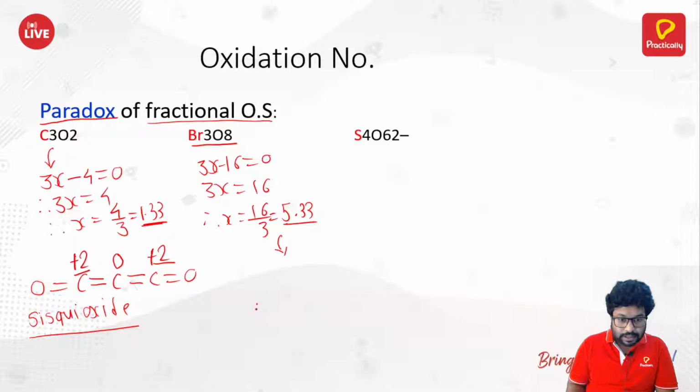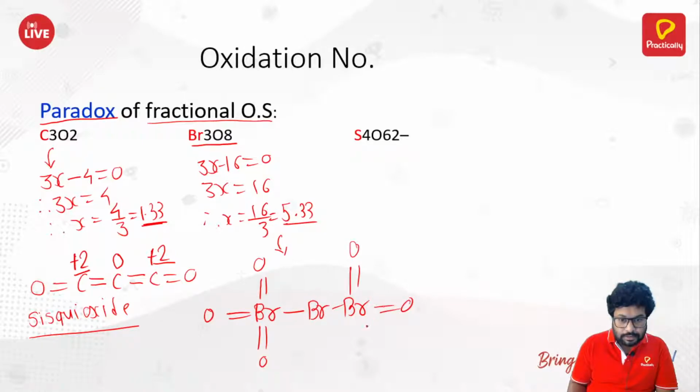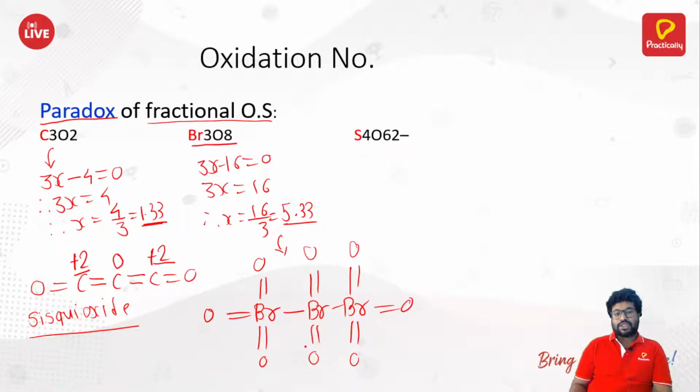So, the structure actually is like this: double bond O, double bond O, double bond O. Then you have a bromine here, another bromine, double bond O, double bond O, double bond O, this double bond O, and double bond. That's how the structure is.